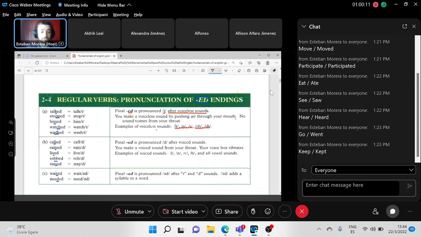Next example, wash, final sound, letters S and H. It doesn't vibrate. It doesn't have any vibration. Pronunciation of the ending: t. Pronunciation of the verb in the past tense: washed, washed.